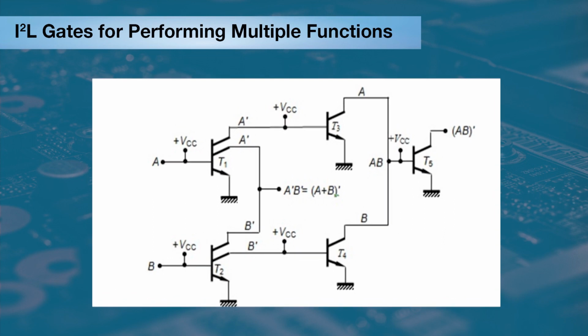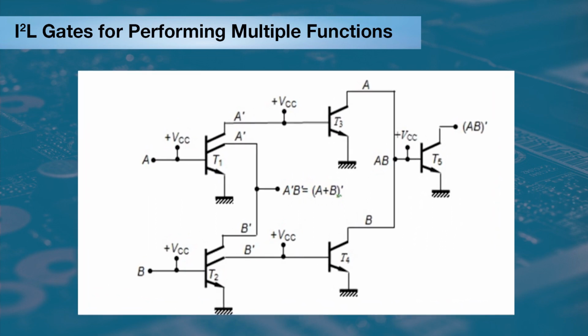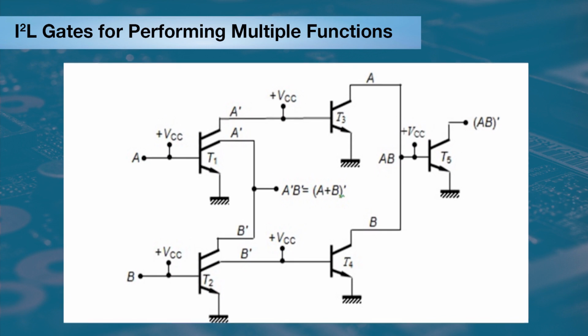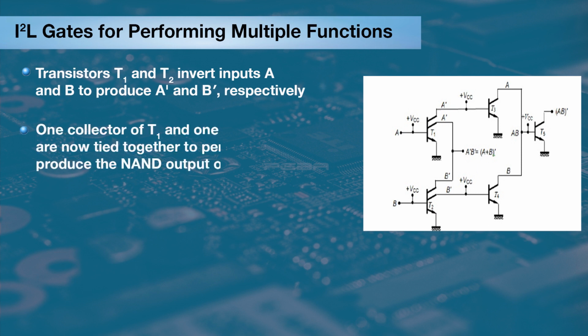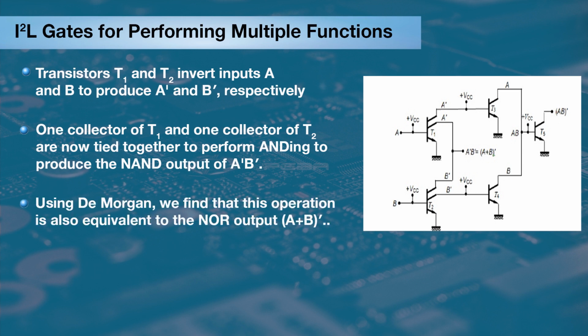Figure 7 shows the multifunction I2L logic gates. Here transistors T1 and T2 invert inputs A and B to produce A tick and B tick respectively. The collector of T1 and the collector of T2 are now tied together to perform ANDing, producing the NAND output A tick B tick. Using De Morgan's theorem, we find that the operation is also equivalent to the NOR output (A plus B) tick.